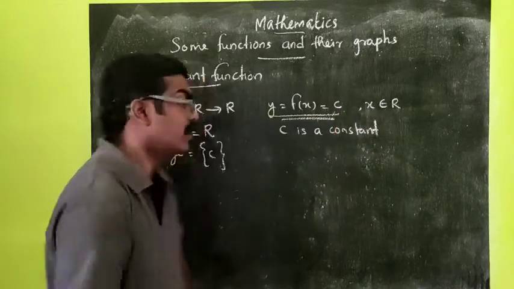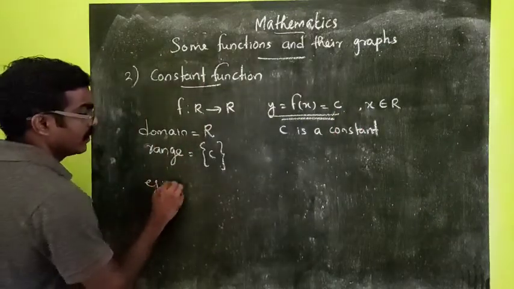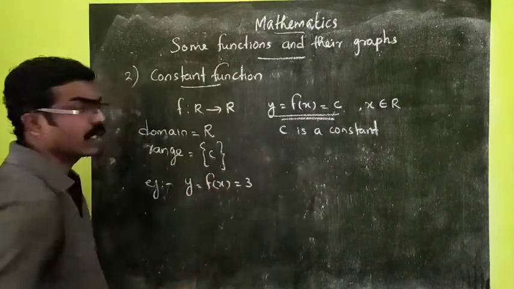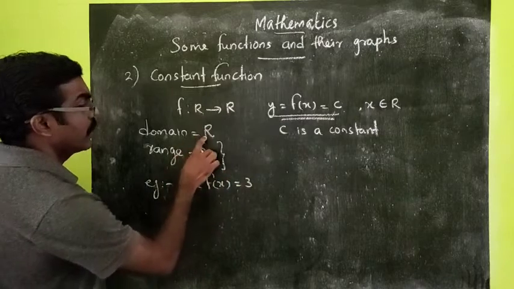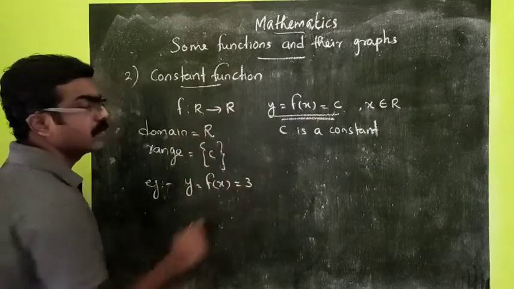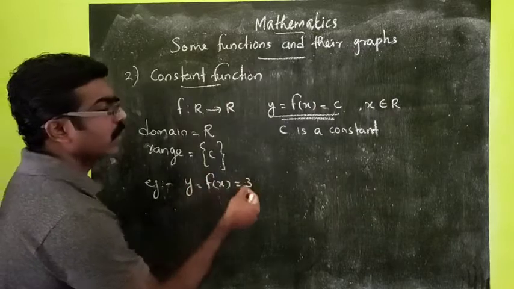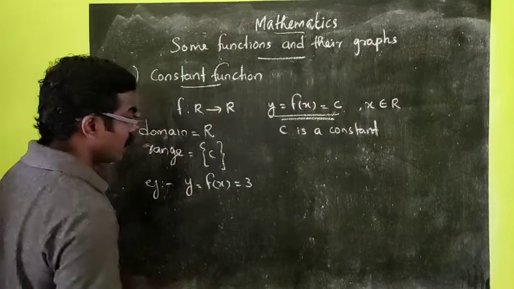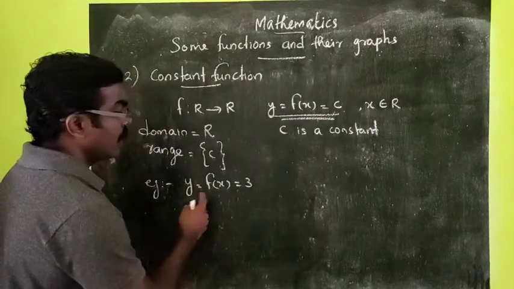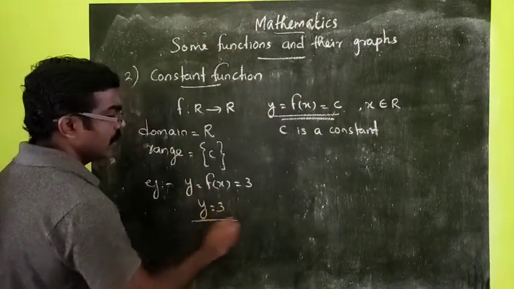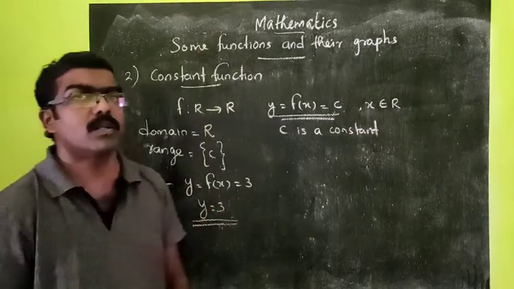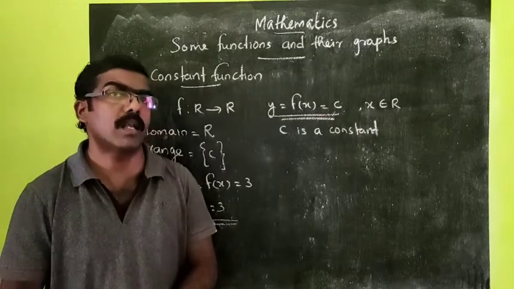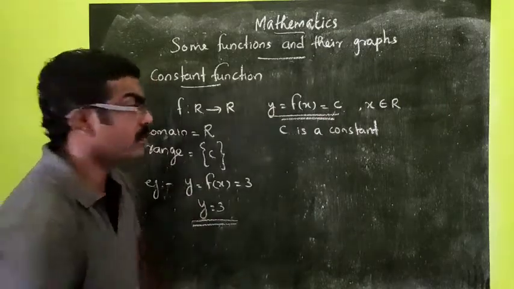Okay, constant function. For example, if we take y is equal to f of x equal to some constant 3, then the domain will be capital R and range is set 3. Okay. If it is y is equal to 2, then the range will be set 2. Now we can draw the graph of this function. As we know, y equal to 3 is a straight line which is parallel to x-axis. Y equal to a is a straight line which is parallel to x-axis.